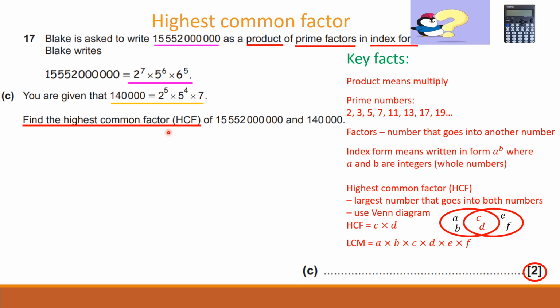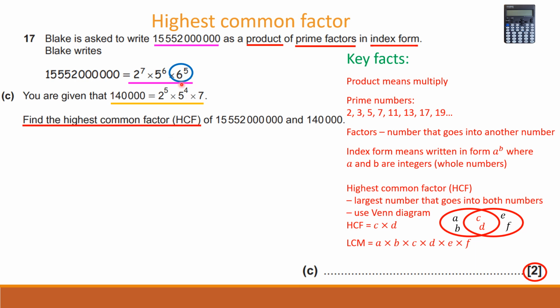Press pause, have a go at working out the answer, and then press play when you're ready to hear the answer. Well done guys, hopefully you've managed to have a think about how to work out what the highest common factor is of these two numbers. So we're going to start off by looking at 6 to the power of 5.